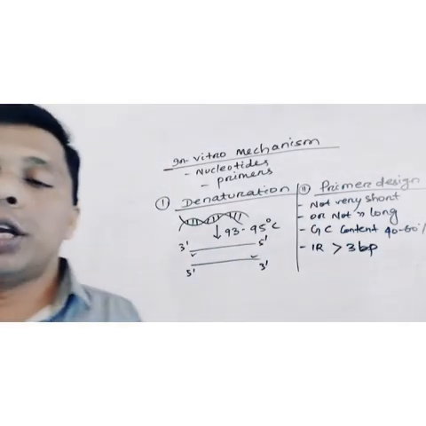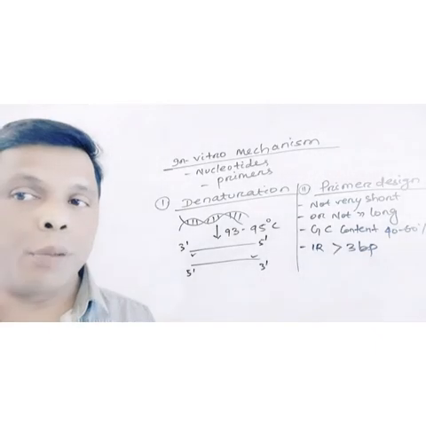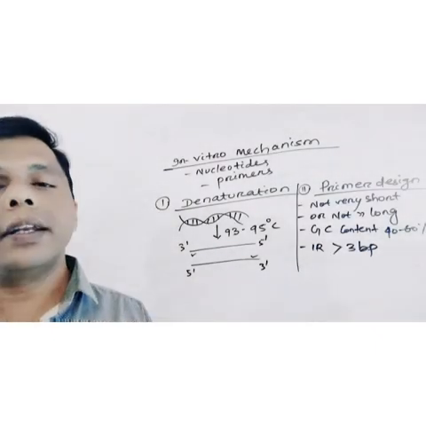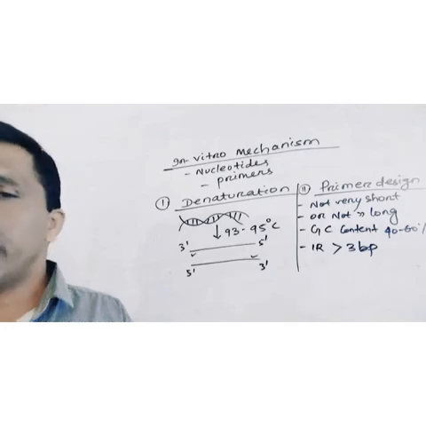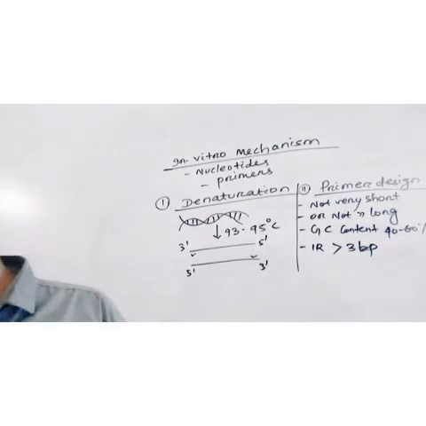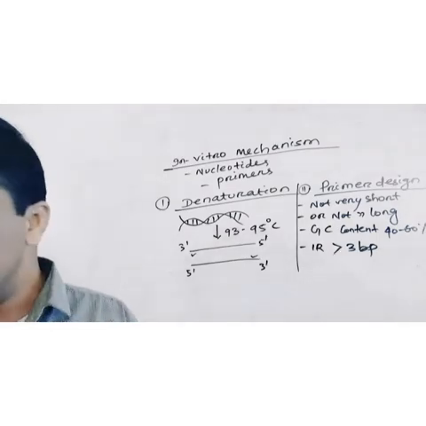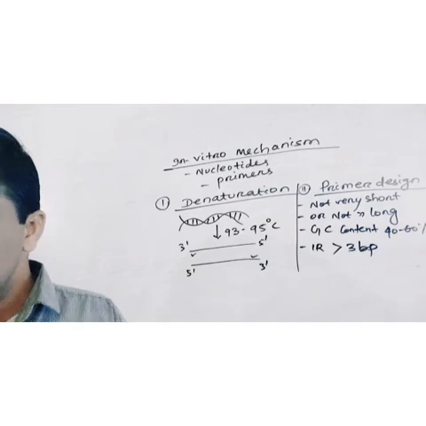If the inverted repeat or complementary sequences are less than 3 base pairs, then it becomes very difficult to carry out the process, as complementary sequences are not found. The length should always be greater than 3 base pairs.